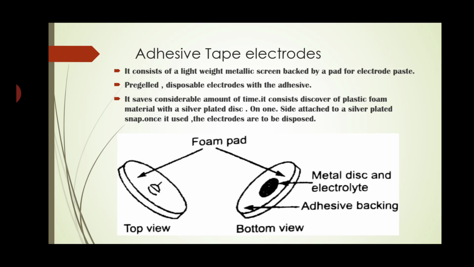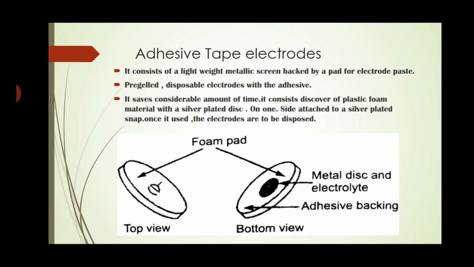Next one is the adhesive tape electrode. It consists of a lightweight metallic screen backed by a pad of electrode paste. These electrodes are pre-gelled disposable electrodes. It means there is no need to apply the gel whenever we are connecting the electrodes. And it is disposable, because once you use these electrodes, you should dispose of them. It means you can use them only once.